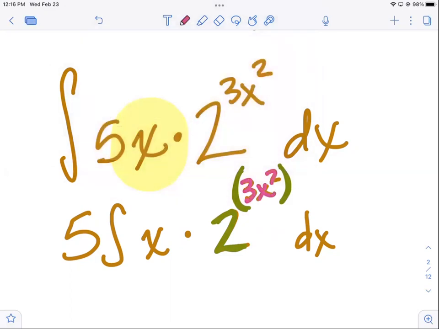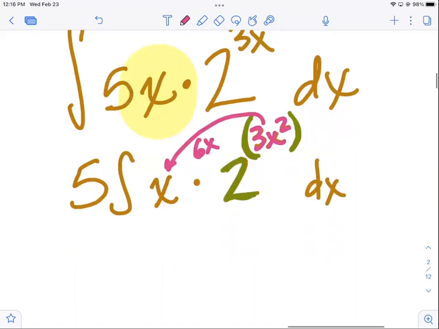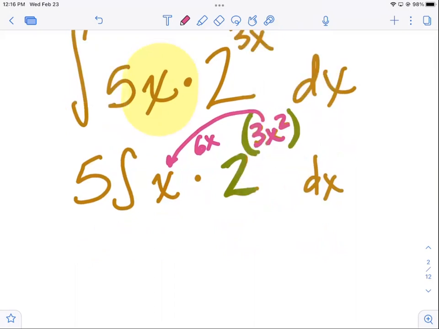Now, the pattern recognition would be just to check: did the other factor of x come from the chain rule when we were unpacking boxes? Well, what's the derivative of 3x squared? It's 6x to the first. So you're like, yep, we got it. That's where that x came from. So we're ready to go to our answer. The 5 goes along for the ride.